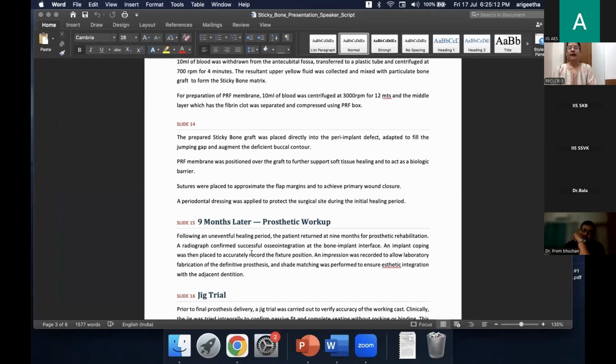Here, a radiograph was taken to confirm osseointegration. Then an implant coping was placed to accurately record the fixture position. An impression was recorded to allow the laboratory fabrication of the definitive prosthesis, and shade matching was done.